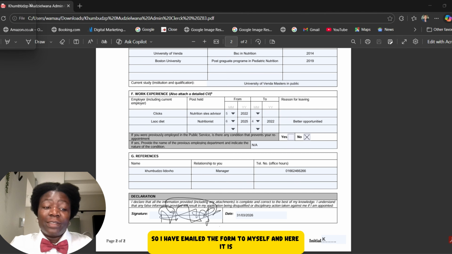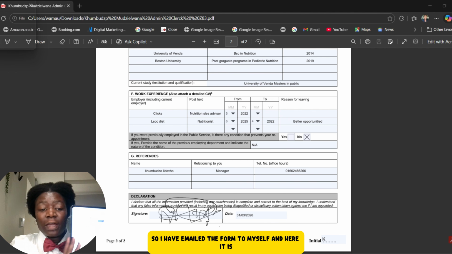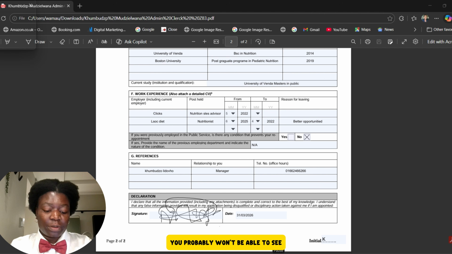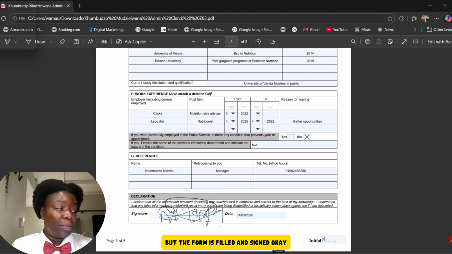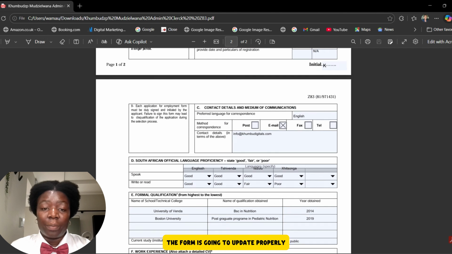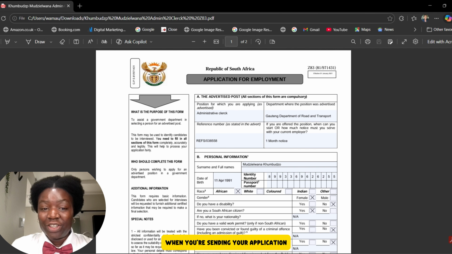So I have emailed the form to myself, and here it is. Okay, you probably won't be able to see, but the form is filled and signed. Okay, so make sure that you test that to make sure that the form is going to update properly when you're sending your application. And that's how you fill the Z83 form.